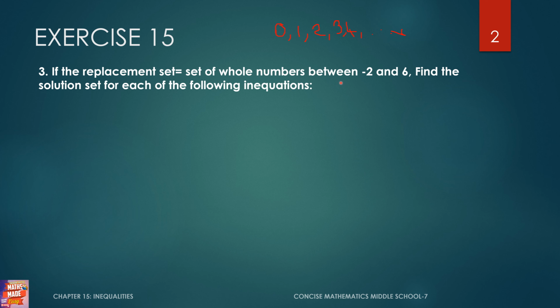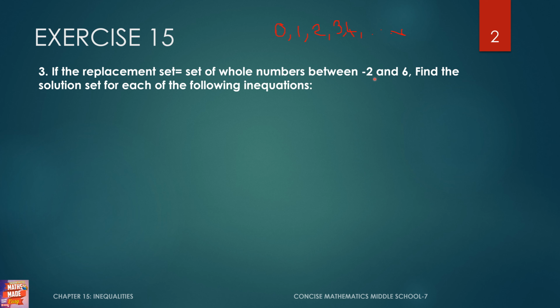What they are saying, between minus 2 and 6. The numbers between minus 2 and 6 are the replacement set. The numbers that come in this replacement set. But whole number starts always from 0. Whole number doesn't contain negative numbers. So you can ignore minus 2, minus 1 since they have asked between. So you should not consider minus 2.